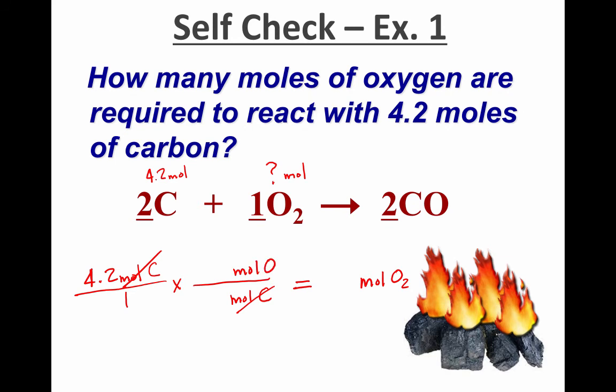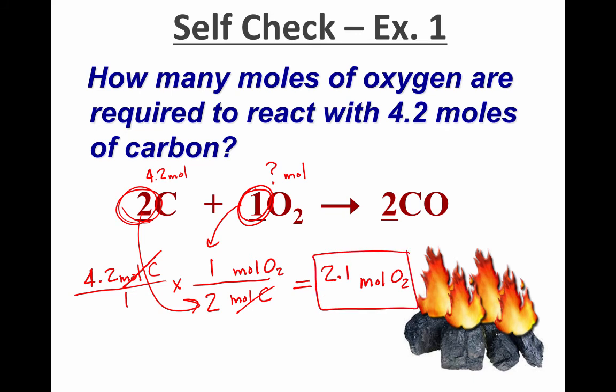On the top, I write moles of oxygen, and I fill in this ratio. I see that there are 2 moles of carbon for every 1 mole of oxygen. 2 moles of carbon, 1 mole of oxygen. I calculate 4.2 divided by 2, and I get 2.1 moles of oxygen. So 2.1 moles of oxygen are required.